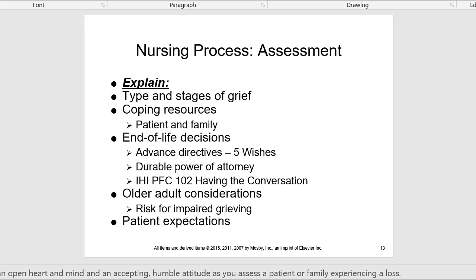So part of our nursing process is assessment, and we want to make sure that we are always beginning with an open mind and being accepting and humble. When you are helping a patient through death and working with the family through this difficult time, they are going to remember you, and they're going to remember what you say. And so listen to what they're telling you. Make your suggestions, help them through it emotionally.